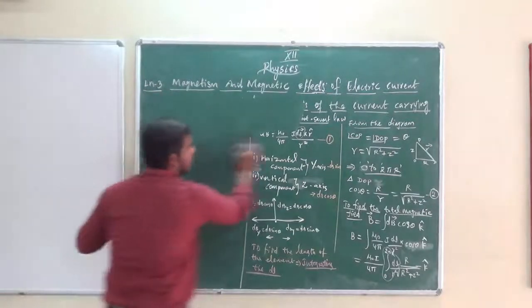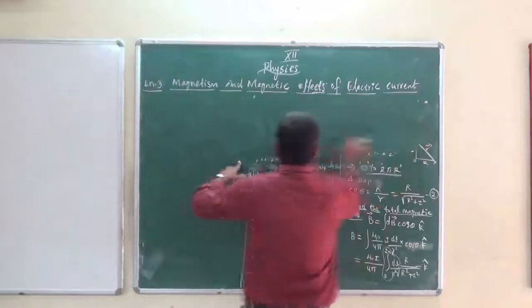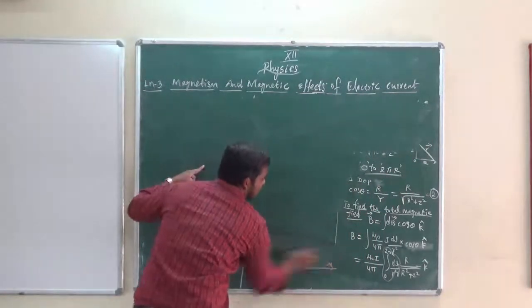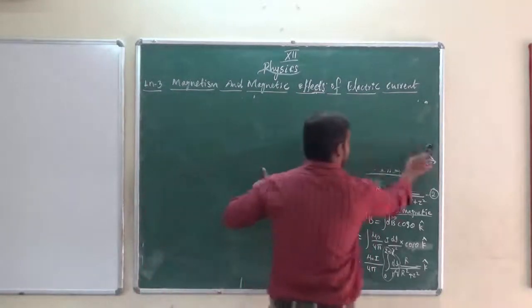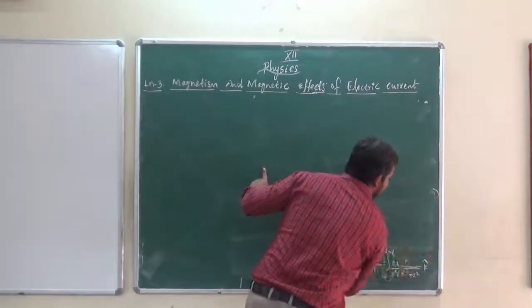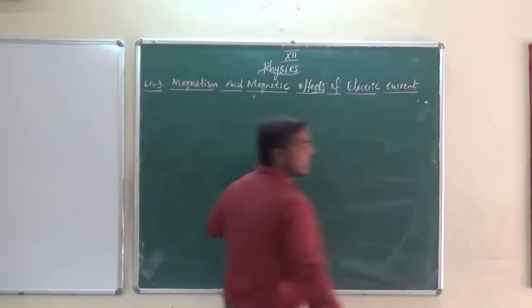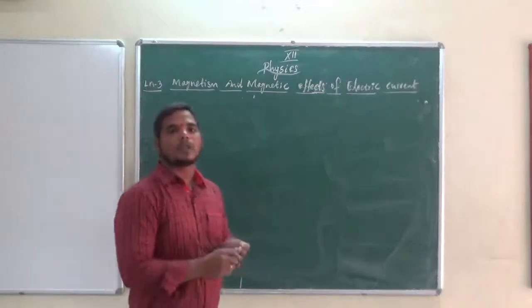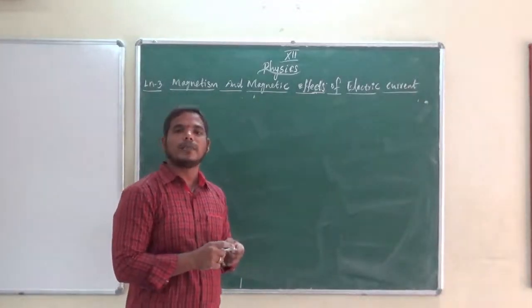So we'll move to the next topic. We have derived the last equation. What is the last equation we derived? B vector equals mu naught I by 2, R square divided by R square plus Z square to the power of 3 by 2, into K vector.